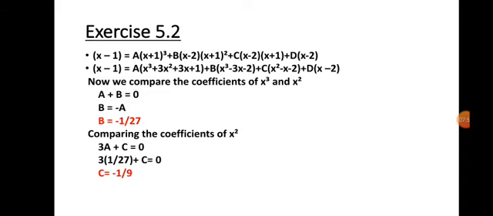So the second equation, that is x minus 1 is equal to a into (x plus 1) whole cube plus b into (x minus 2) into (x plus 1) whole square plus c into (x minus 2) into (x plus 1) plus d into (x minus 2). This equation can be written as x minus 1 is equal to a into (x cube plus 3x square plus 3x plus 1).